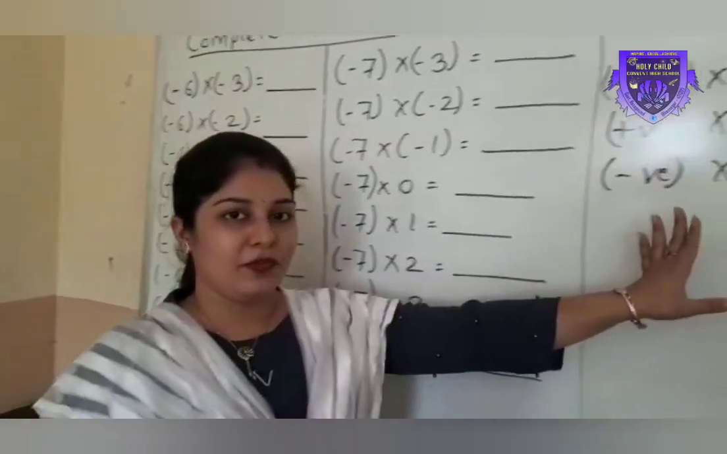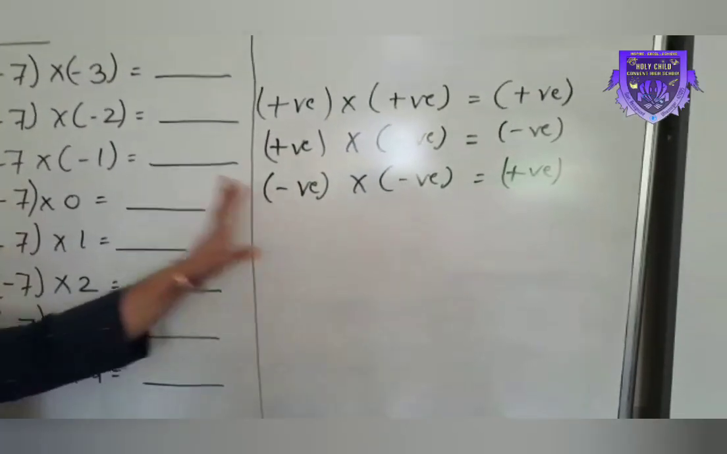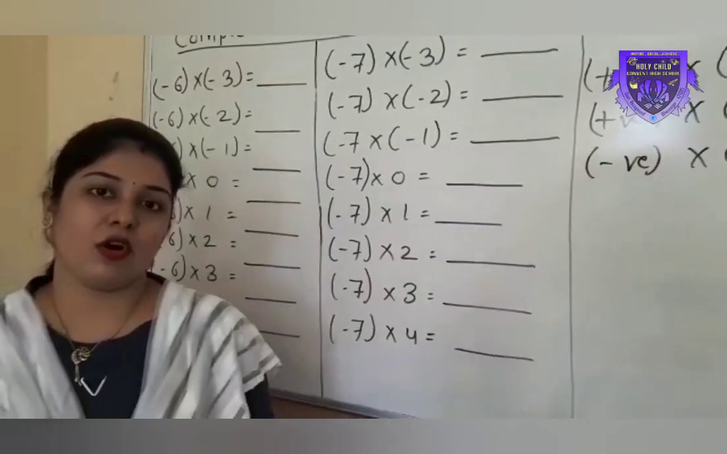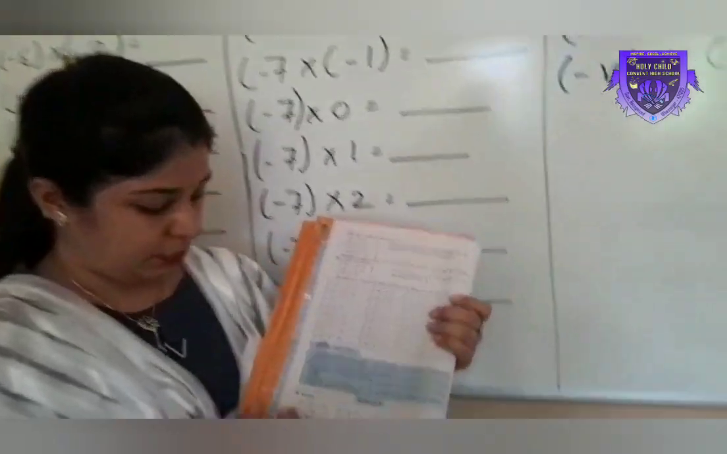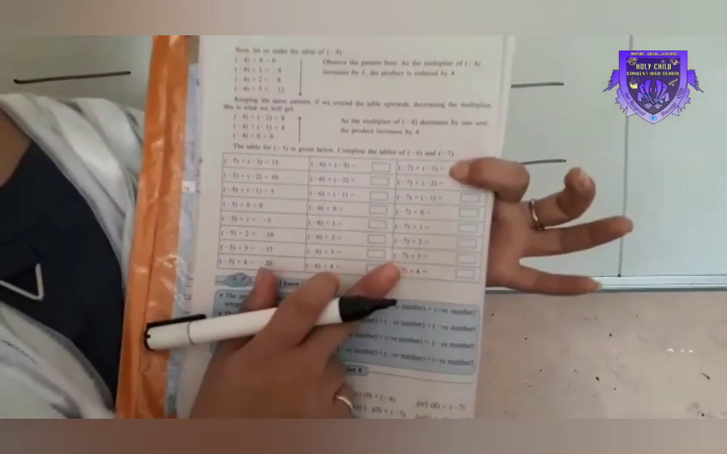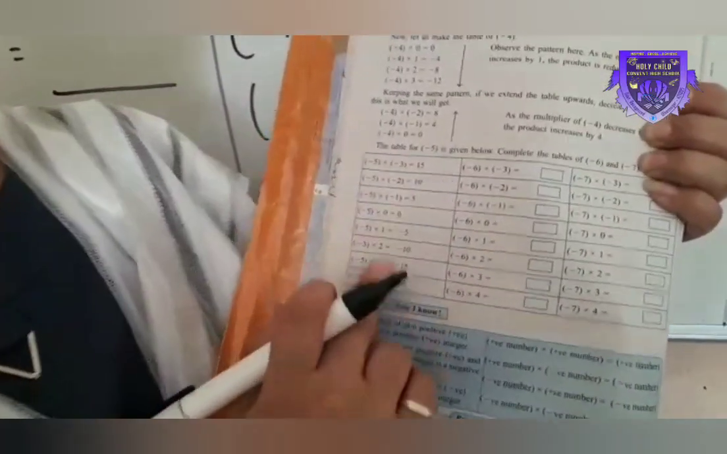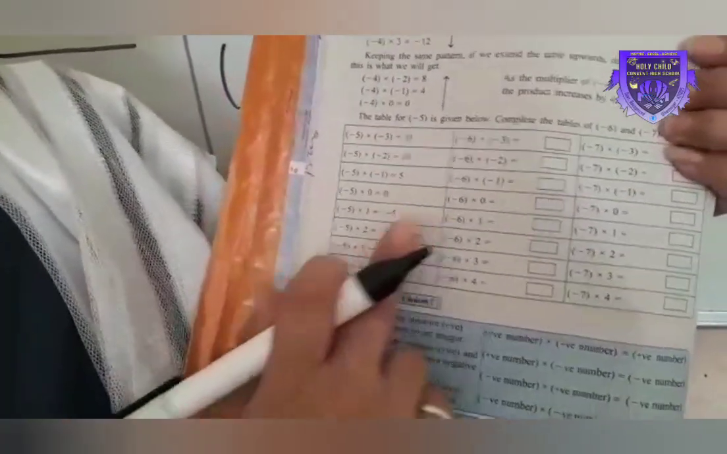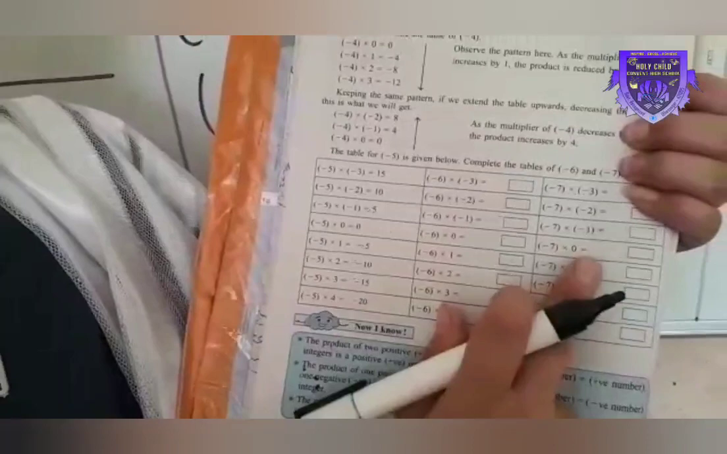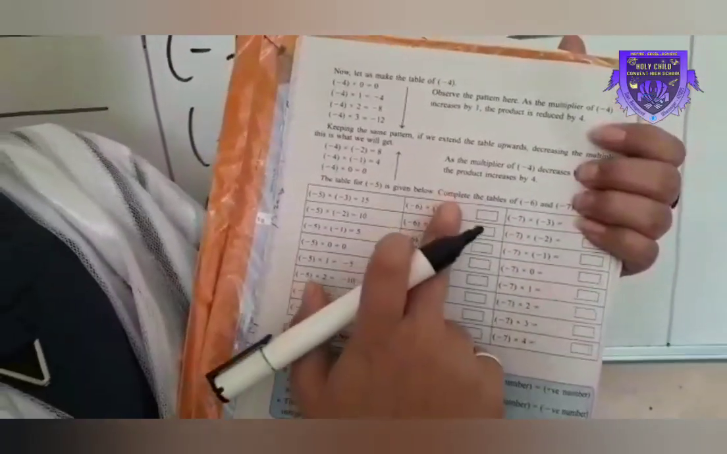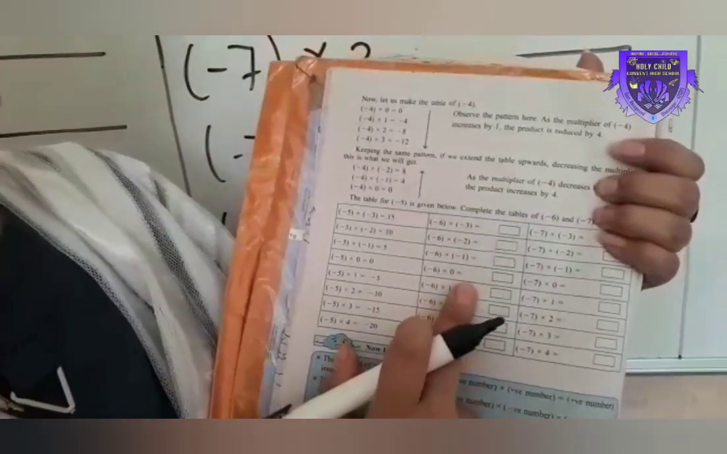Now, with the help of these rules, we will learn these examples. These examples are given on page number 12 of your textbook. I hope you all have textbooks open. Now, this table of 5 and minus 5 is done for you. We have to do these two tables of minus 6 and minus 7. Minus 6 table I will teach you. This one you have to do by yourself. Let's start.